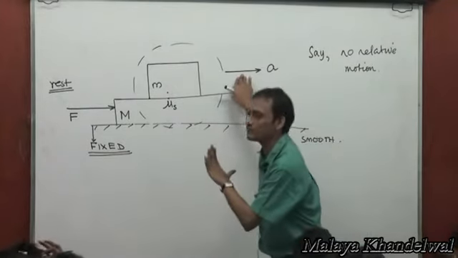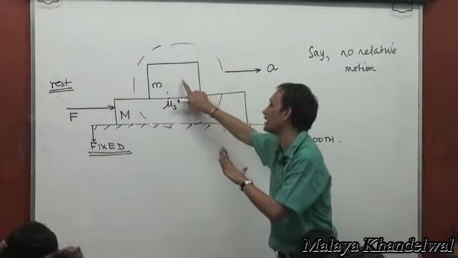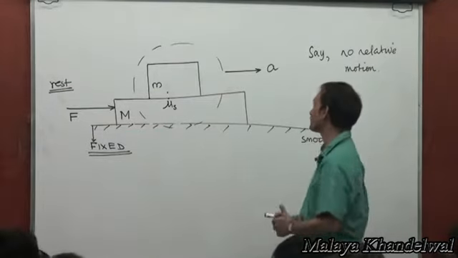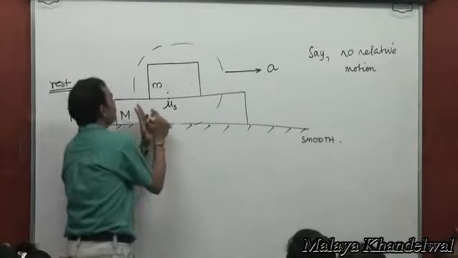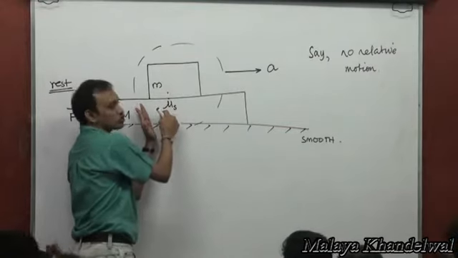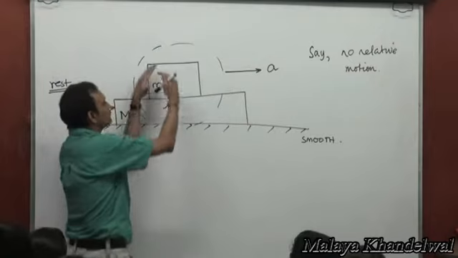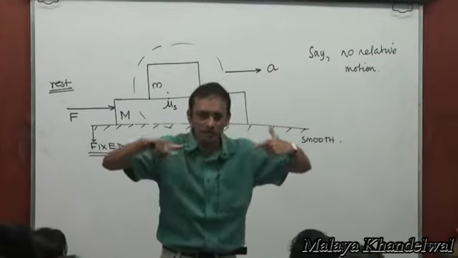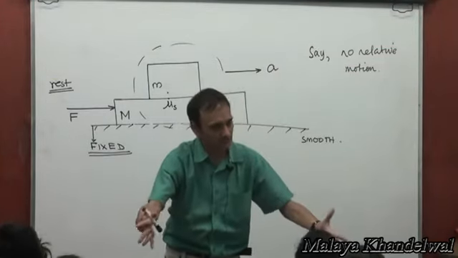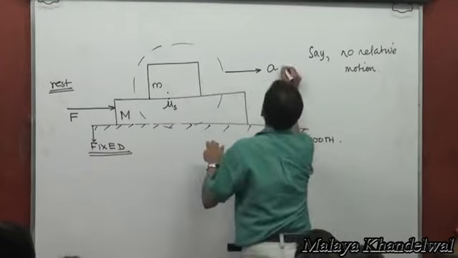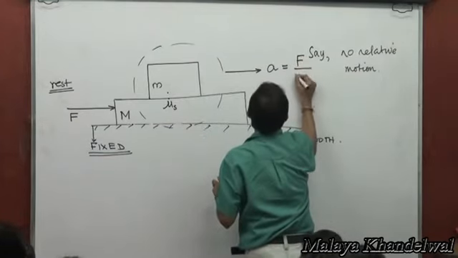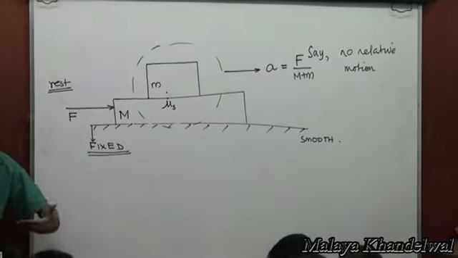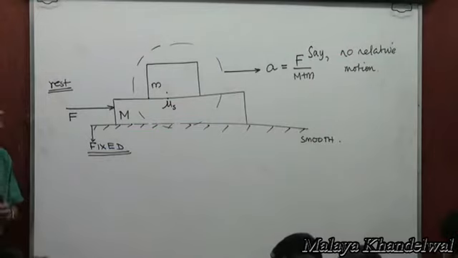So you assume that small m and capital M have a common acceleration a, and that there is no relative motion between them. If that be the case, then the frictional forces that capital M exerts on small m and small m exerts on capital M are equal and opposite. If you look at small m and capital M as one single unit, the frictional force is an internal force and will cancel off in pairs, right? So the common acceleration is F by capital M plus small m. That would be the common acceleration of the two masses.